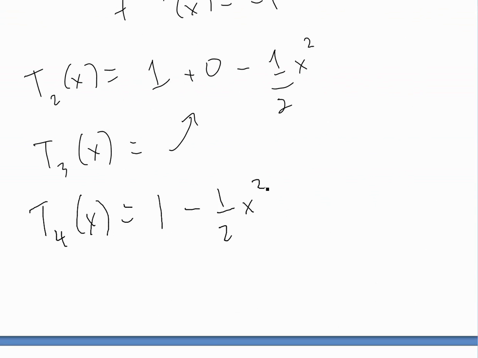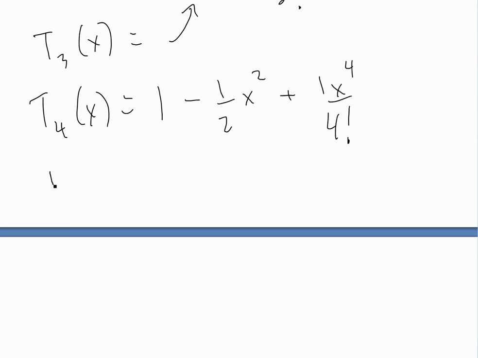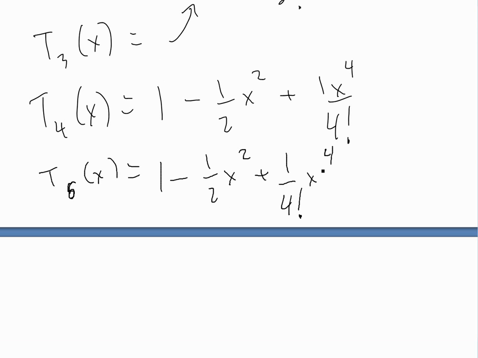So we only need to worry about, well, T4 of x, this one's equal to 1 minus 1 over 2 x squared, plus this one is 1. Yeah, this is always going to be a 1, so x to the 4 over 4 factorial. And then similarly T6 of x is equal to 1 minus 1 over 2 x squared plus 1 over 4 factorial x to the 4 minus x to the 6 over 6 factorial.